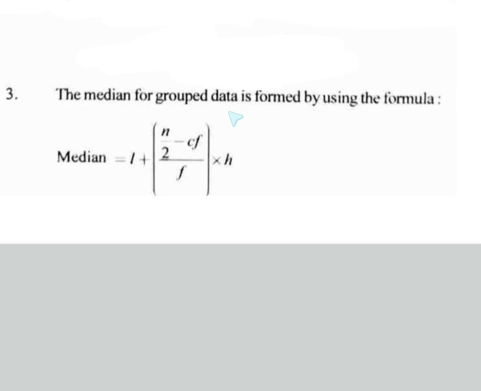The median for grouped data is found by using the formula: median is equal to L plus (n by 2 minus Cf) by f into h. To find the median, we use this formula: median equal to L plus (n by 2 minus Cf) by f into h.